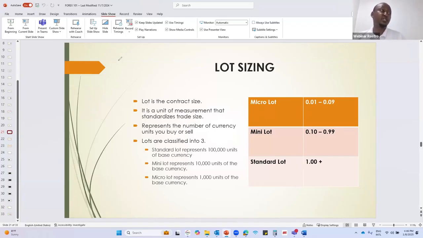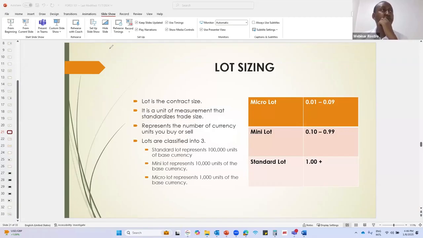So the lot size now, when we combine the lot size with the pips, I'm trying to rush up because our bishop has taken a lot of time here. I'm trying to move through, but I also want to make sure that you understand, because we need to wind up at around 5.